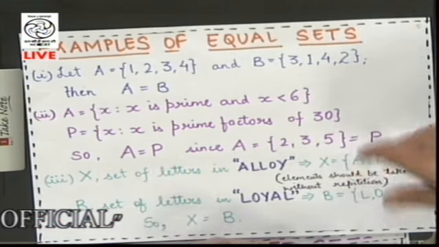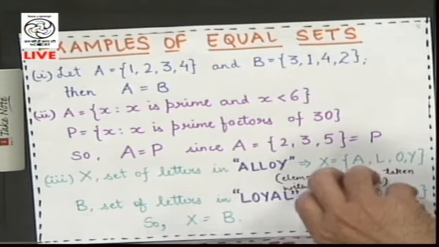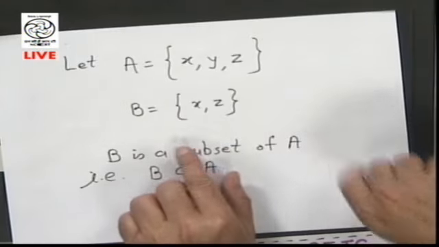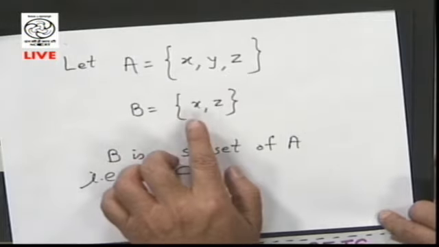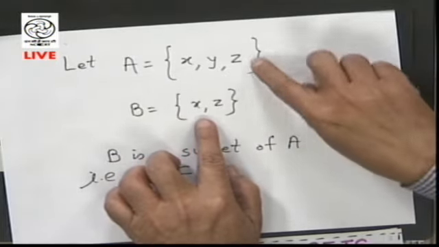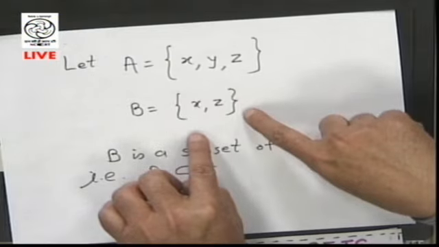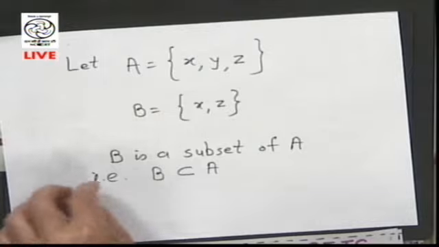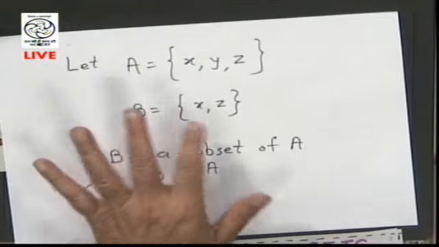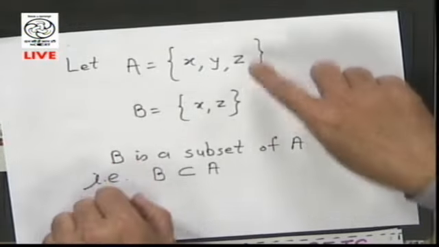So we can find more examples of equality of sets. Now we will talk about the subset. Suppose there is a set A = {x, y, z}, and there is another set B = {x, z}. So in this case, this set B is smaller than A, and all the elements of B are in A. So we say that B is a subset of A if all the elements of B are in A.